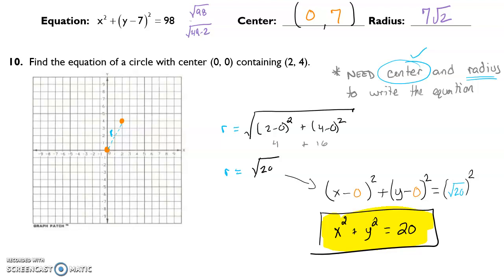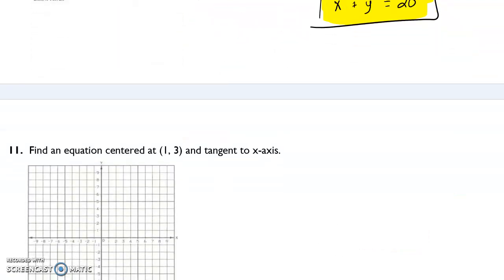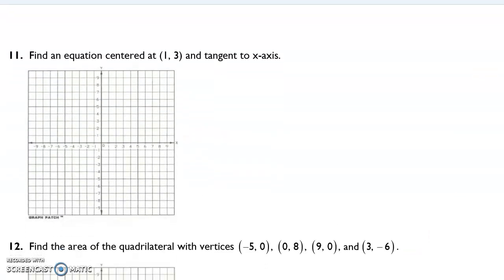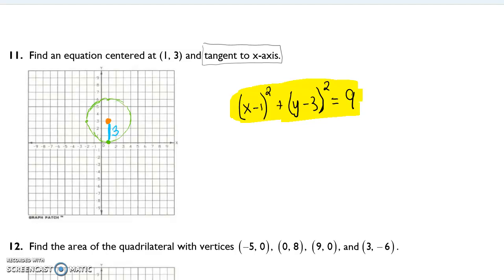Okay, go ahead and take that and try number 11, and then we'll talk real quick about number 12, which is something that we've done already. So the fact that this circle centered at (1, 3) is tangent to the x-axis provides us the opportunity to state that the radius is 3, because a tangent to a circle is perpendicular to a radius. So 3 becomes our radius. So (x minus the x-coordinate) squared plus (y minus the y-coordinate) squared is equal to the radius squared.